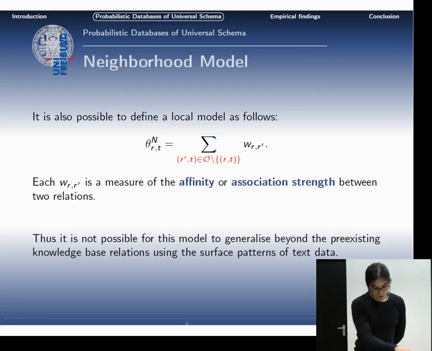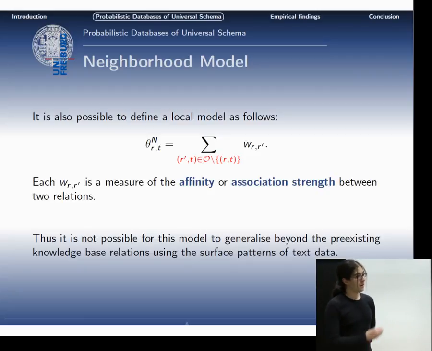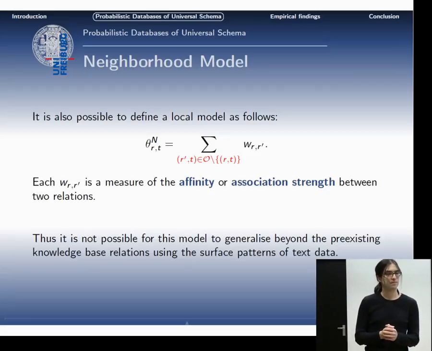But well, as we can see here, this model is unable to go beyond the pre-existing relations in the knowledge base, simply because it cannot consider, so to speak, statistical correlations that might exist beyond this simple linear order approximation.